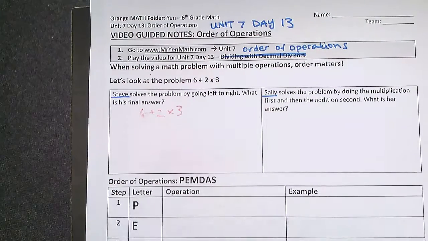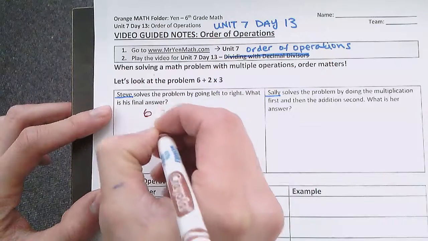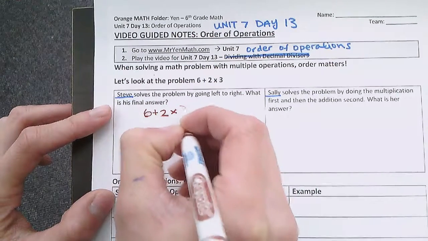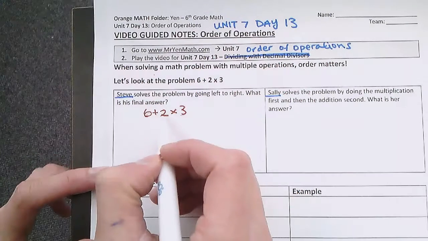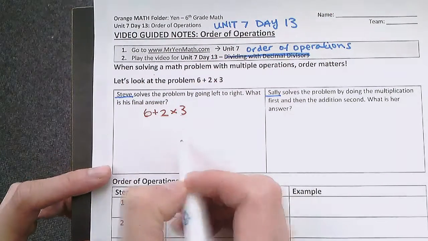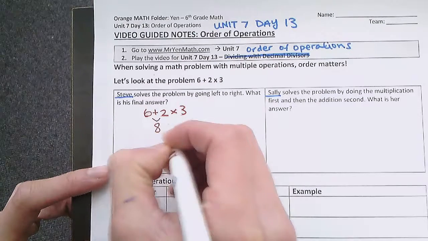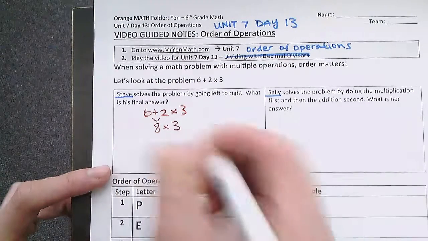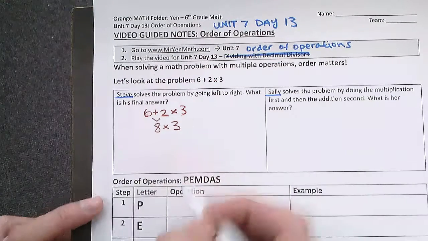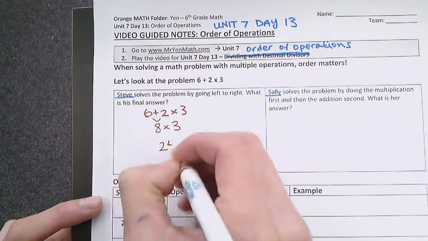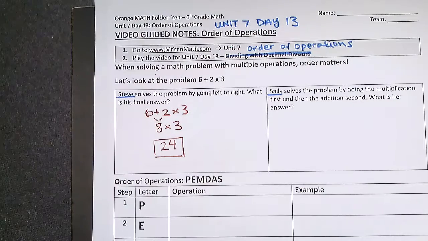My pen's kind of faint here, so I'm going to switch colors. 6 plus 2 times 3. Okay, so going left to right, 6 plus 2 is 8. So this becomes 8, and then we have 8 times 3. And then 8 times 3 is 24. Okay, so Steve's answer is 24.